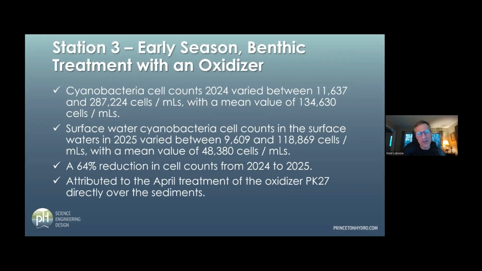I'll just very briefly go over this, but the second presentation I have goes into more detail. As part of the Army Corps project, we were evaluating innovative treatment strategies in shallow sections of the lake. One of them was an early season benthic application of an oxidizer, and this was added to the Crescent Cove section. Essentially, I just want to show you that the cell counts, if you look at that third point, there was a 62% reduction in cell counts from 2024 to 2025. And again, that was attributed to this oxidizing treatment. And again, I'll get into a little more detail on that in the second presentation.